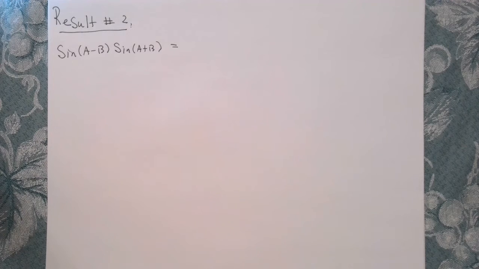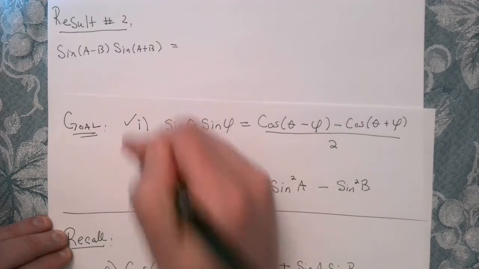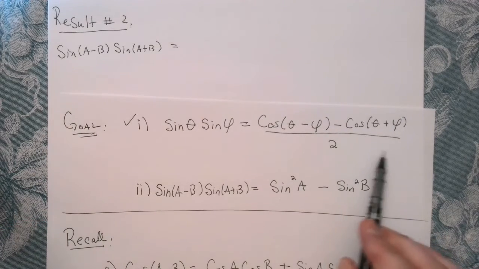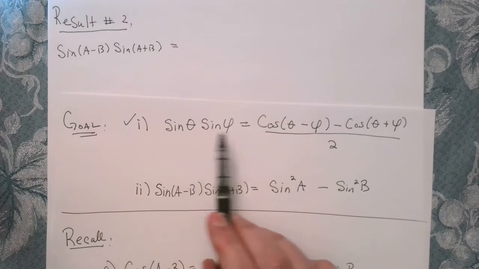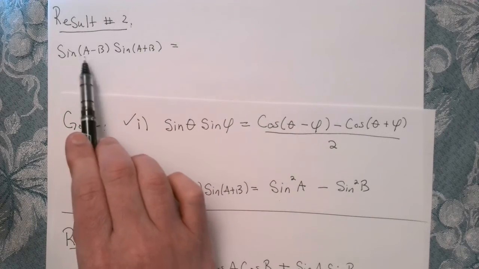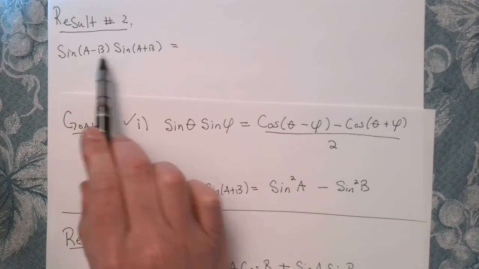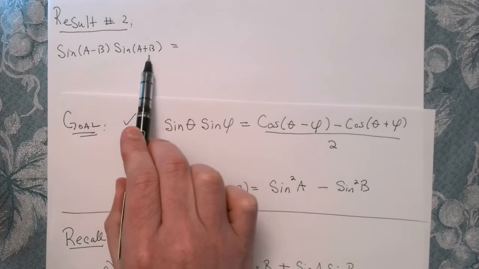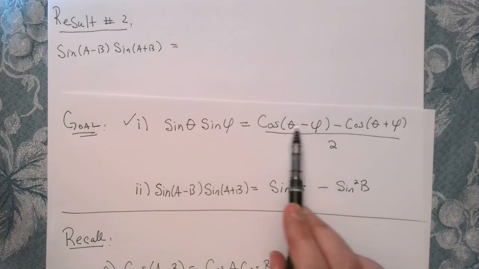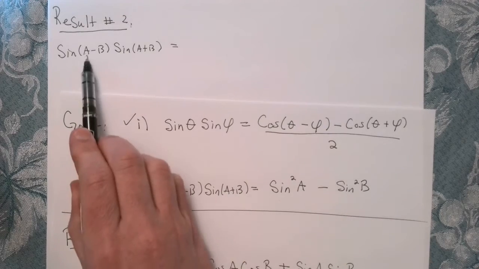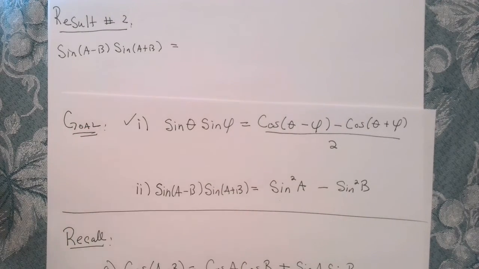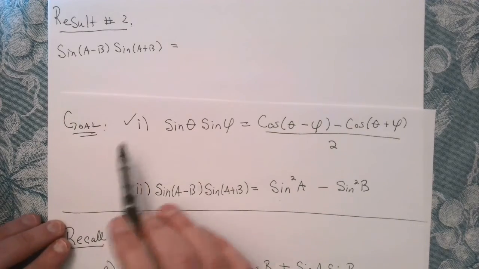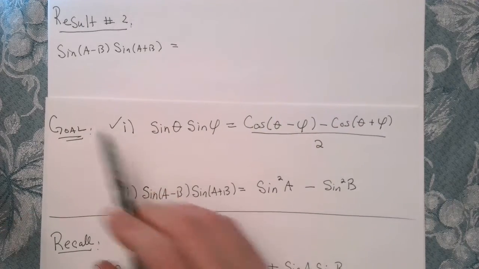Okay, so let's be kind of clever here. So we proved that 1 is true. We've established this, right? So let's just think about what's playing the role of theta and what's playing the role of phi over here. Well, it looks like this is playing the role of theta and this is playing the role of phi. So everywhere I see theta and phi, let's replace theta with a minus b, and let's replace phi with a plus b. Okay, so what would that look like?